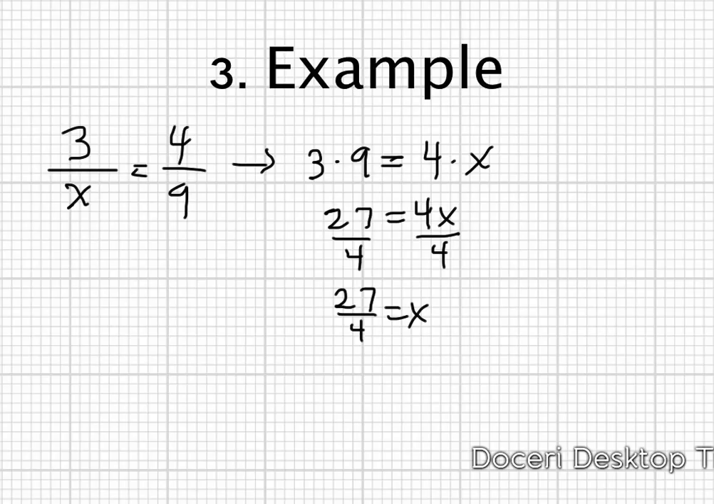It's actually a fine example. It's a very good example. It just doesn't reduce down further than I would like to. So this would be my answer. 27 over 4 is equal to x. Okay?